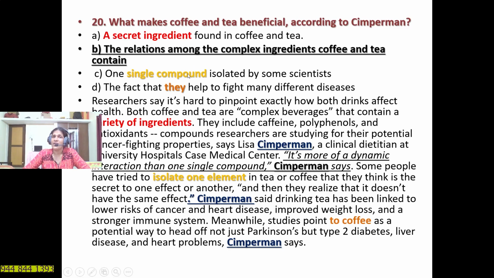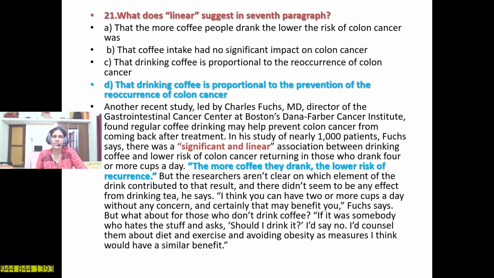Relations among is nothing but dynamic interaction, right? So complex beverages, variety of ingredients, all they talk about complex ingredients that coffee and tea have, which will make them beneficial according to Simperman. Hope it is clear to all.